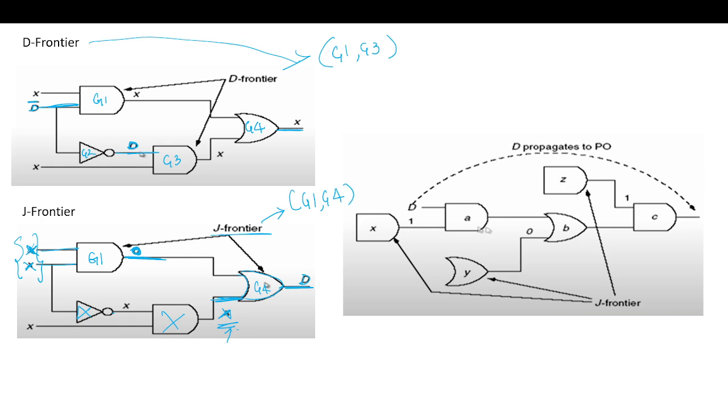Now what is the D frontier here? Any input is D, so this gate is able to propagate the D value here. So this will be in D frontier. There are no other gates in D frontier. So this has to be propagated to primary output. Now this output is defined, but if the inputs are don't care, it will be in the J frontier. Similarly, the output is defined and the input is don't care, so it is in J frontier, and this is also defined. So these three gates remain in the J frontier.